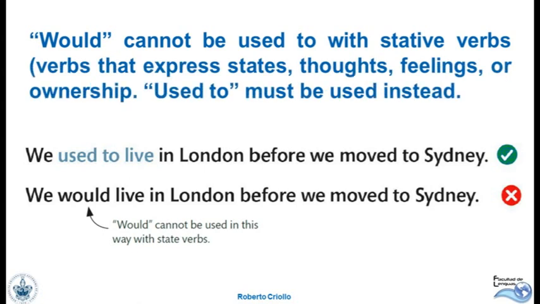The important thing to remember is that would cannot be used with stative verbs. In other words, verbs that express states such as be or live, thoughts such as believe or think or wish, or feelings such as love or hate or like, or also verbs of ownership like have. We need to use in that case used to. For example, we say we used to live in London before we moved to Sydney, but we cannot say we would live in London before we moved to Sydney. This is not grammatically correct.